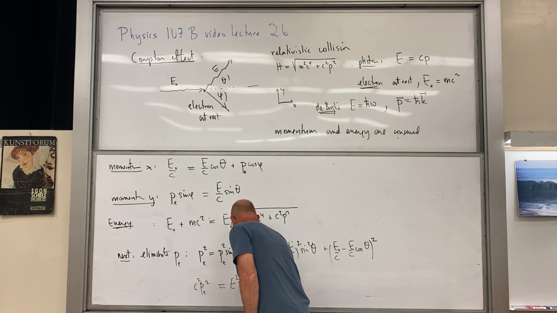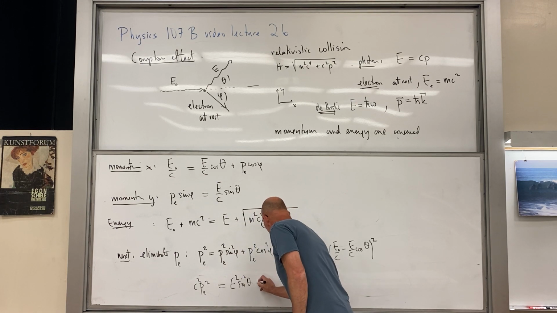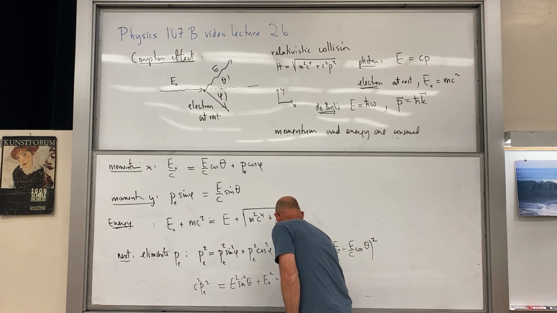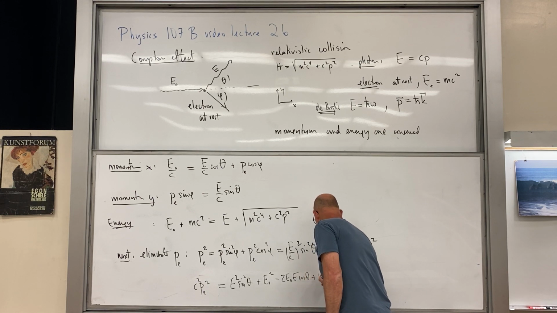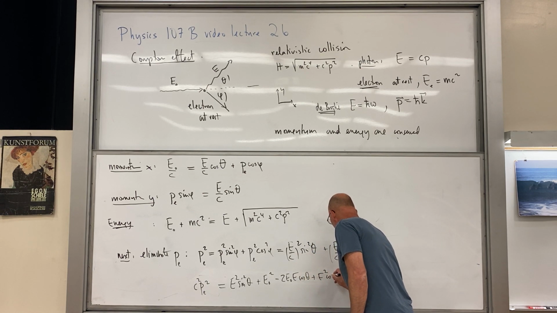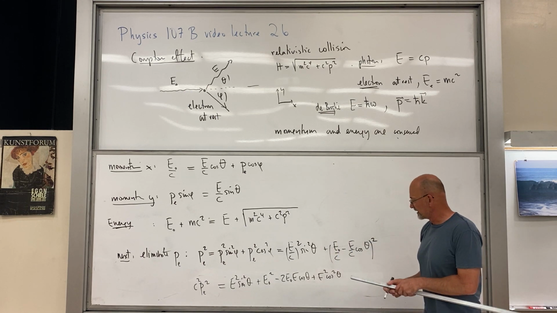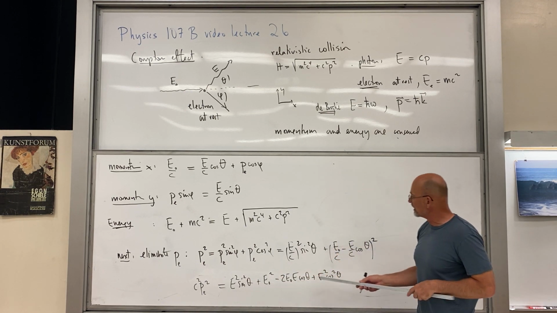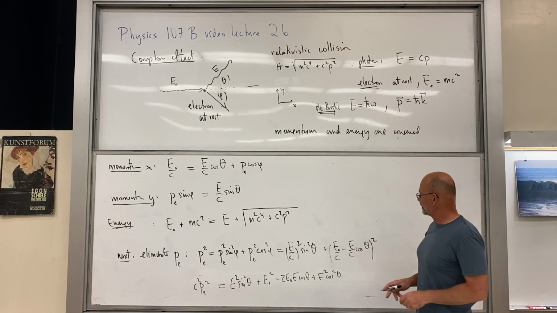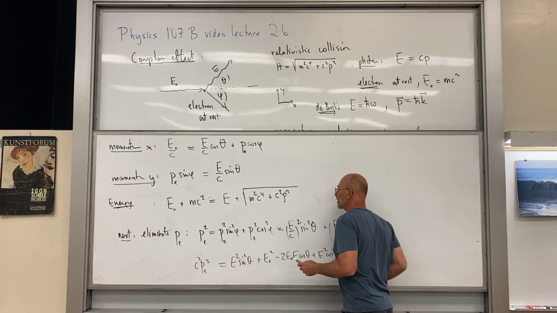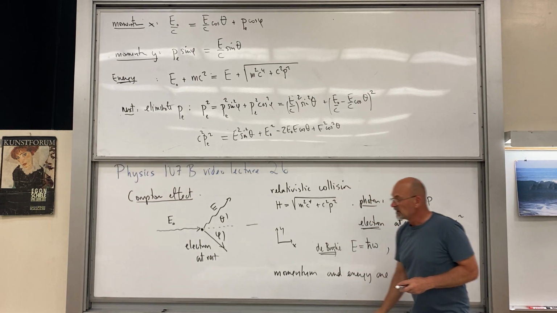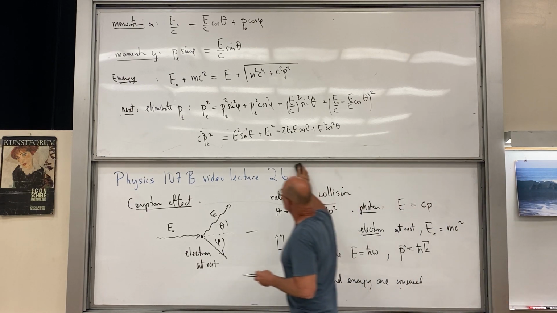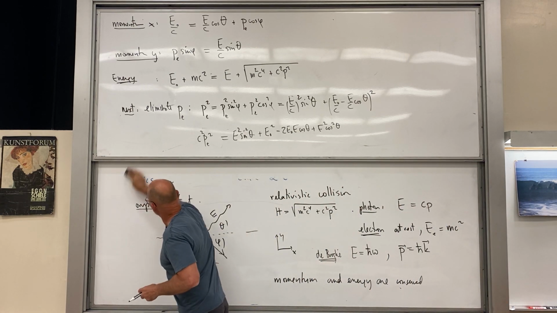e squared sine squared theta plus e0 squared minus 2 e0 e cosine theta plus e squared cosine squared theta. And these two, of course, add up to just e squared. So let's see if we can go back into this expression. So now it's just a few lines that have to be done. I guess I'll erase all this stuff.